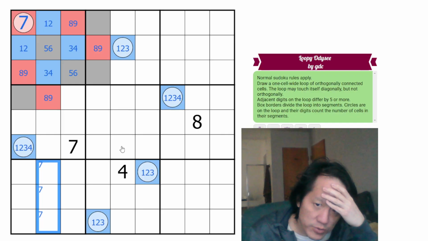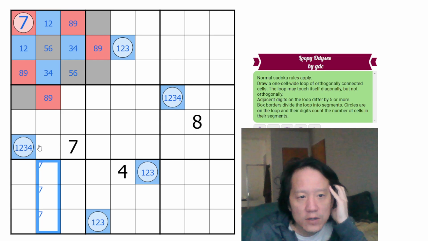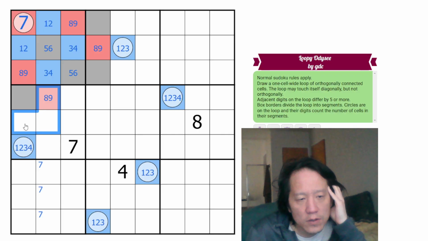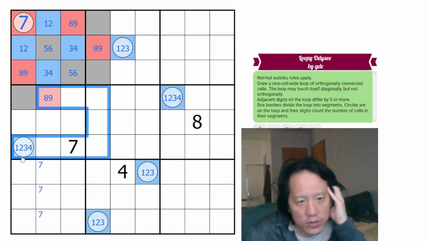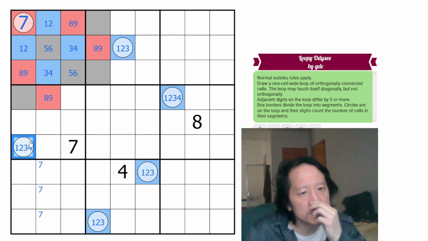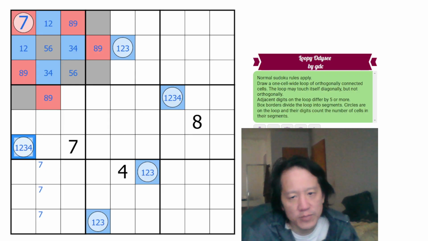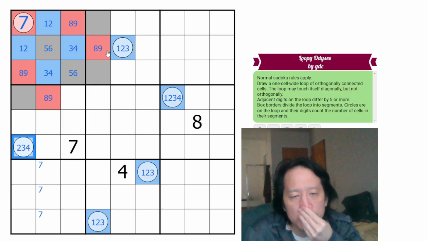Adjacent digits on the loop differ by 5. Box borders divide the loop into segments. Okay. So it could go something like that. Or it could go something like that. Or it could go... It can't go like that. So this one can never be 1, obviously, because it has to contain part of the loop in it. This is not 1. This has to be 3.